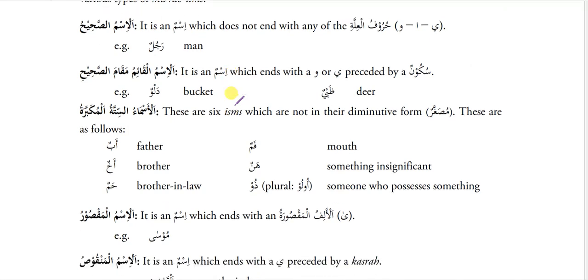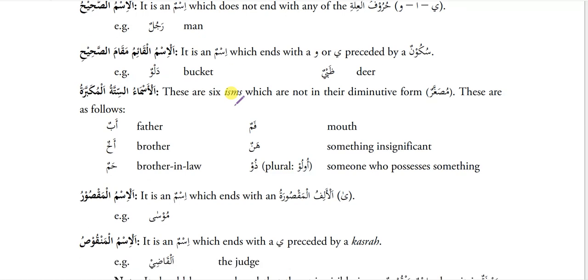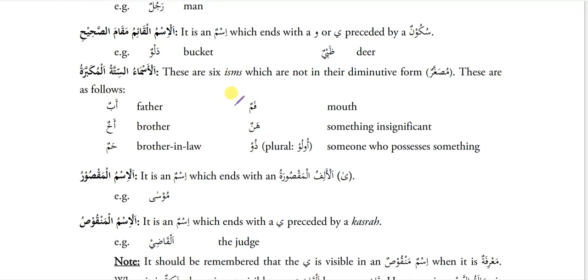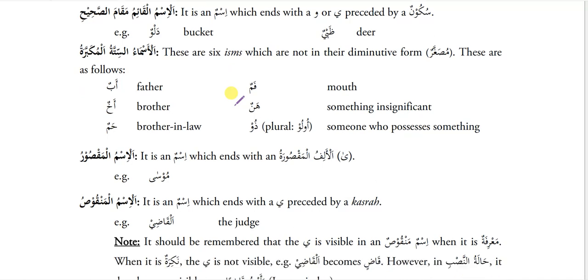Al-Ismus-Sahih. It is an ism which does not end with any of the huruf al-illah, that is alif, waw or ya. Second, Al-Ismul Qa'im Maqam as-Sahih. It is an ism which ends with waw or ya preceded by sukoon, like dalwun or zabiyun. Al-Asma' us-Sittatul Mukabbarah. These are 6 isms which are not in the diminutive form, musaghghar. These are as follows: abun, akhun, hamun, famun, hanun, dhu.